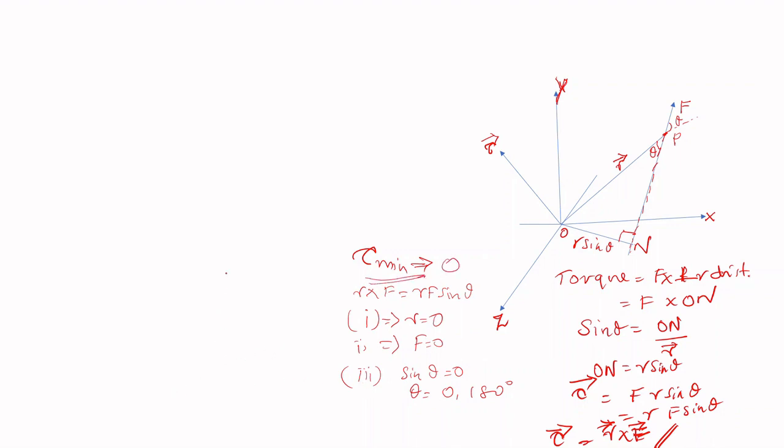Similarly, when torque is maximum, R F sin theta has to be at its maximum value, that is R F. That is when sin theta is equal to 1 or theta is equal to 90 degrees. That means R and F are acting perpendicular, or R and F are normal to each other.